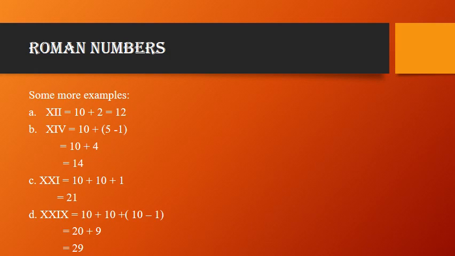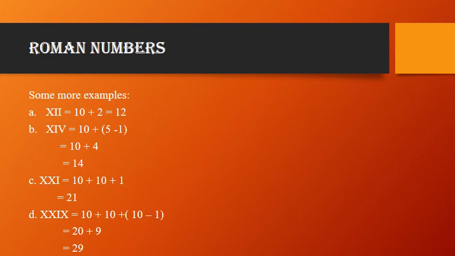Now children, comes the C one. XXI. Again, if you all can see, the teacher has written the value of X as 10. Again the value of X is 10. Now children, I is smaller than 10. So there is no subtraction. Smaller value is after the greater value. So we will do addition, children. Plus 1. So 10 plus 10, 20. 20 plus 1 is 21.